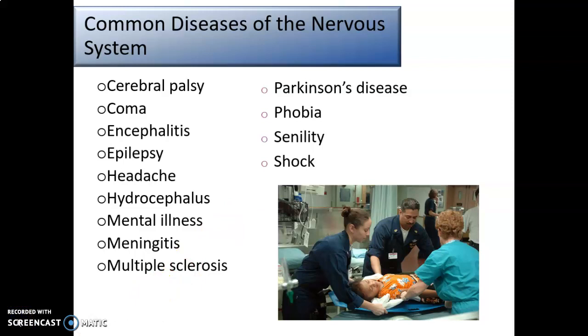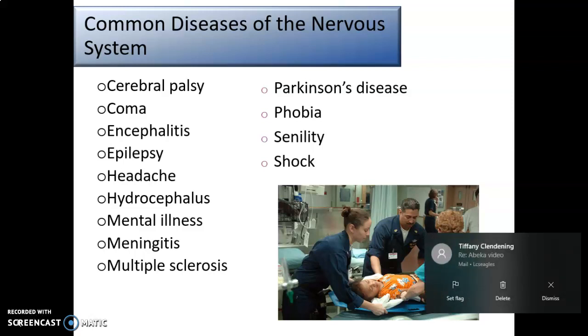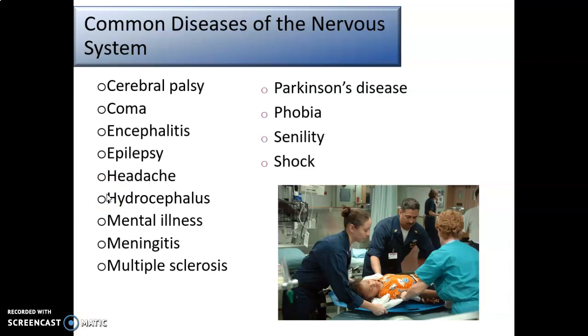Small tremors, but then you can also start having slow movement and balance difficulties, stiffness of limbs, not being able to walk. Phobia is also a disease of the nervous system, just being scared of different things. Senility is usually affected with Parkinson's or dementia or Alzheimer's. Usually it's just when there's a mental deterioration because of age. They lose memory, they lose a sense of what reality is or awareness is, and it's because it's affecting different parts of the lobes of the brain. And then shock. Shock is usually a disease resulting in trauma.